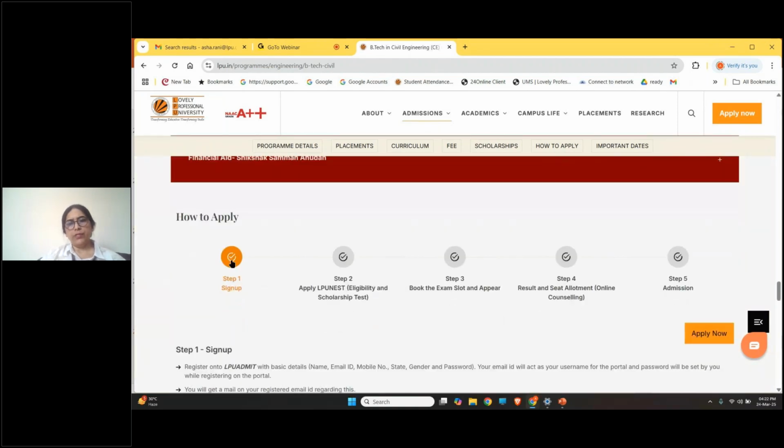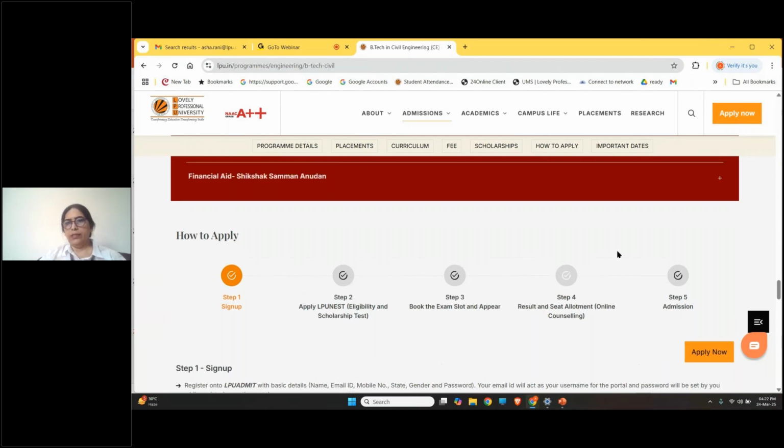First of all, you have to sign up. Then you can apply for LPU NEST. You can book your slot as per your convenience, then you can appear in that. After that, the result will be declared. I'll tell you all the dates, on which date the result will be declared. Then you can participate in counseling. You can give your seat preference, and accordingly, as per your score in LPU NEST, you will be allocated the seat. After that, you can get the admission.